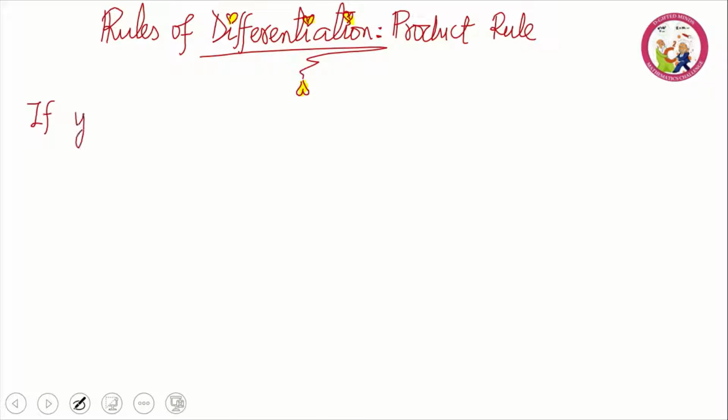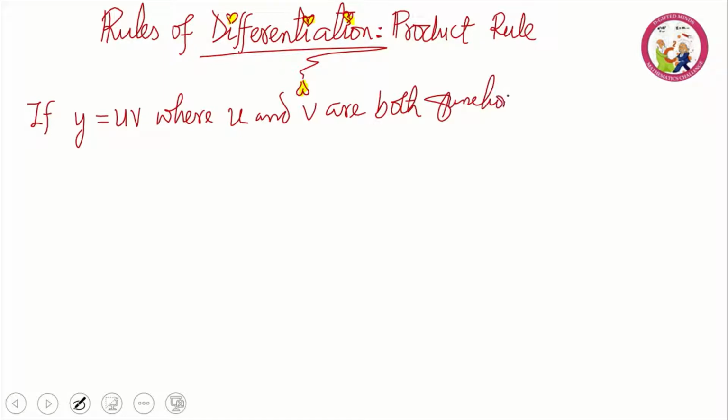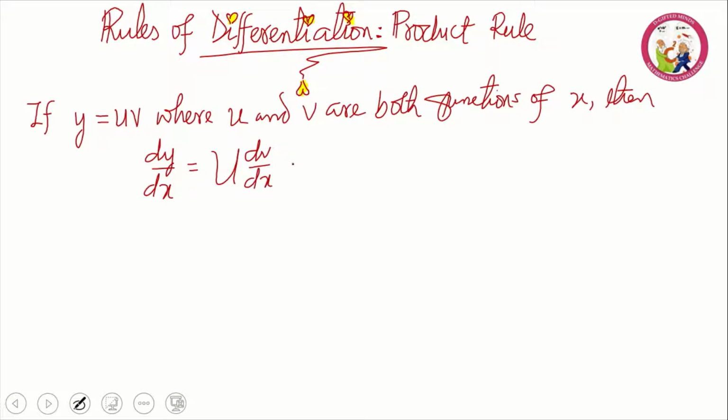If y is a function of u and v, where u and v are both functions of x, then the first derivative of y with respect to x will be equal to u dv/dx plus v du/dx. Now, this can also be expressed as y prime equals u v prime plus v u prime.